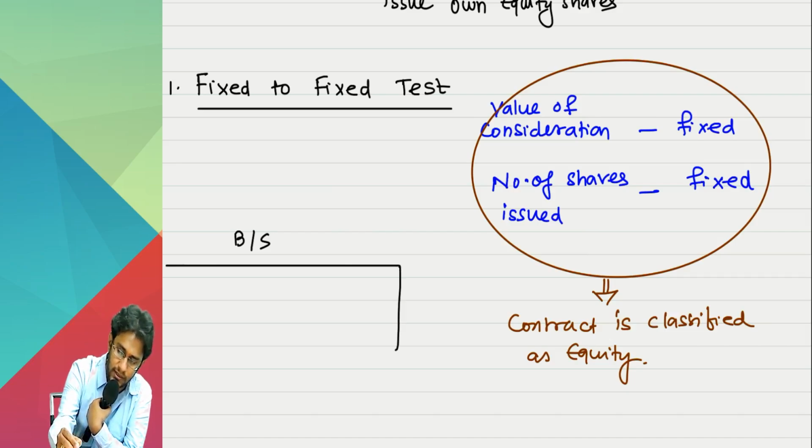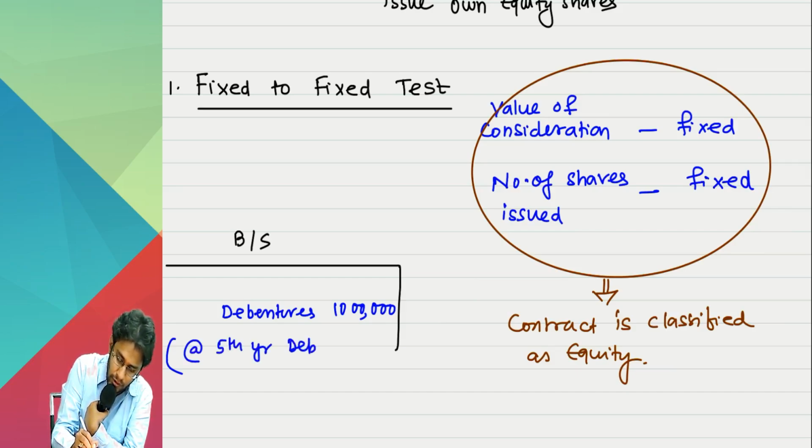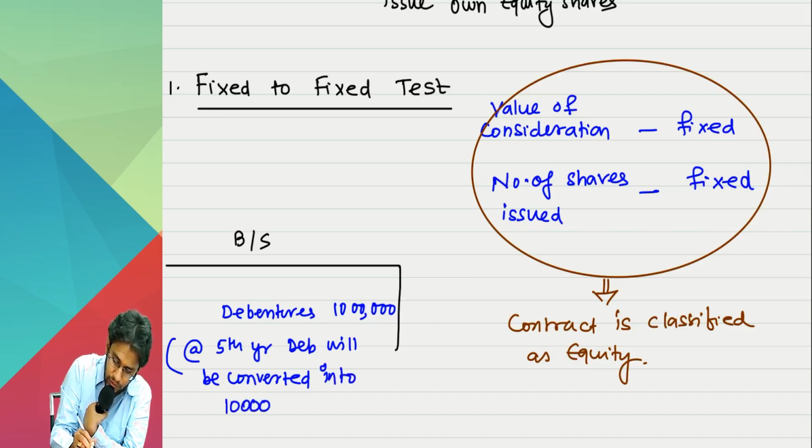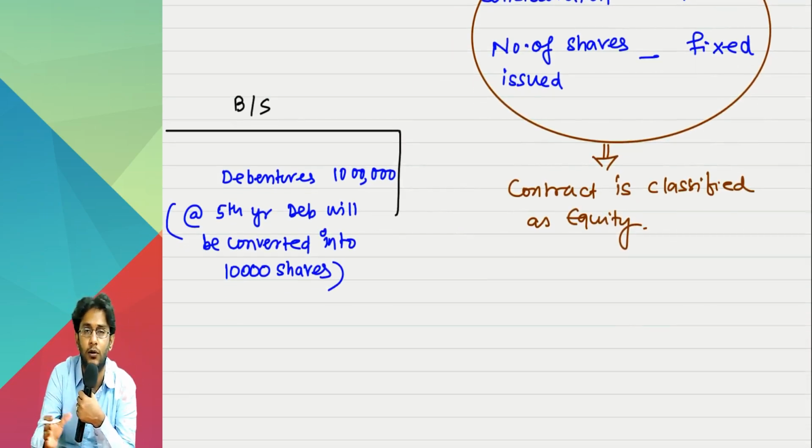Suppose, sir, our company has issued debentures. Or else remove debenture interest for a moment and say it raised 10 lakh rupees. What you told is, at the 5th year, the debentures will be converted into 10,000 shares. So after agreeing to this contract, the debenture holders today gave you an amount of 10 lakh rupees. Your obligation is, after 5 years you have to give them 10,000 shares.